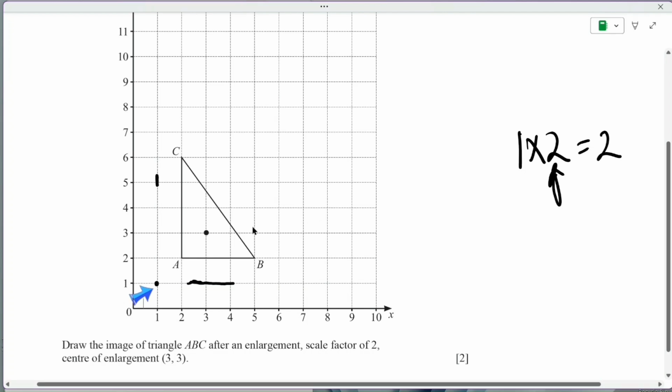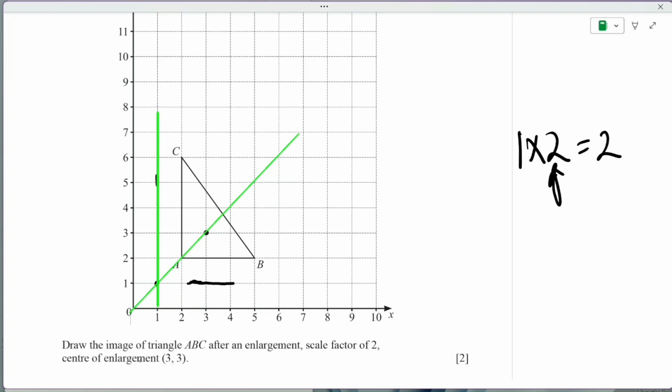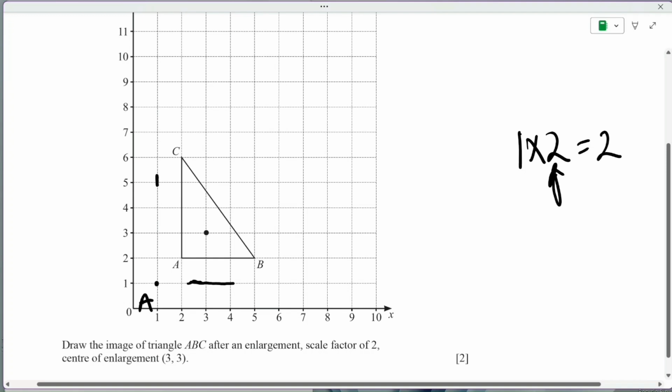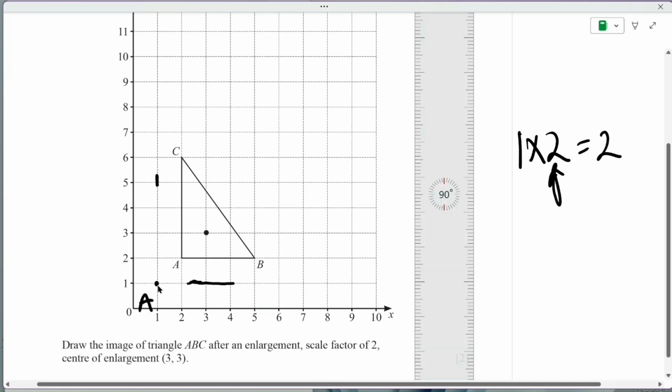That means the 2 lines, that's line AC and line AB, will meet at this point. If you go by tracing, you can also do it by taking the center of enlargement, which in this case is x is 3, y is 3. Take point A and draw a line through them across the graph to see where it hits line AC or line AB. So you can work with 2 lines, or you can work with 1 line and a line that runs through the center of enlargement and point A to get the point A of the enlarged triangle. We now know that this is point A of the enlarged triangle. That's the image.